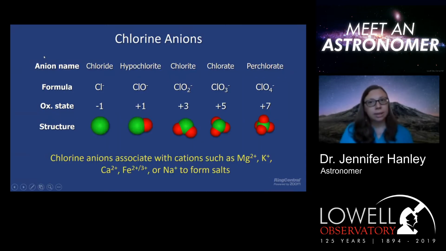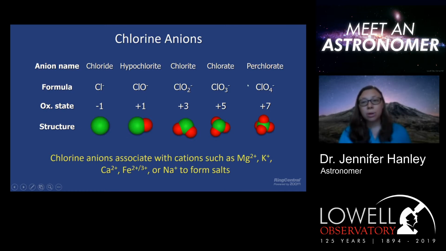So talking a little bit about these different salts. So here's some chlorine anions, and we have chloride here on the left. That's probably what most people are familiar with, NaCl, halite, and that's just table salt. Hypochlorite, NaClO, that's actually common bleach, household bleach. And then the ones that I'll probably talk most about are the chloride, the chlorate, and the perchlorate, because those are the most stable.